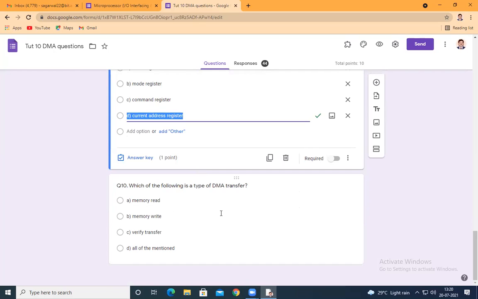Which of the following is a type of DMA transfer? Memory read is a DMA transfer. Memory write is also a DMA transfer, and verify transfer is also a DMA transfer. So all these three are DMA transfers. D is the correct answer. That's all about some of the questions related to direct memory access data transfer.